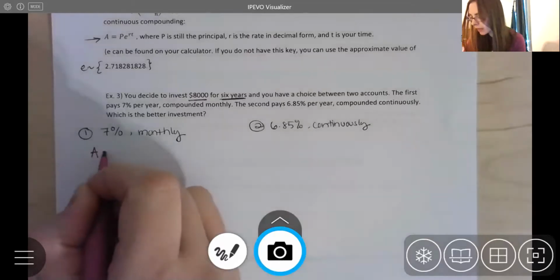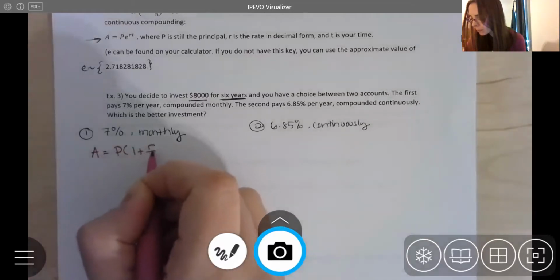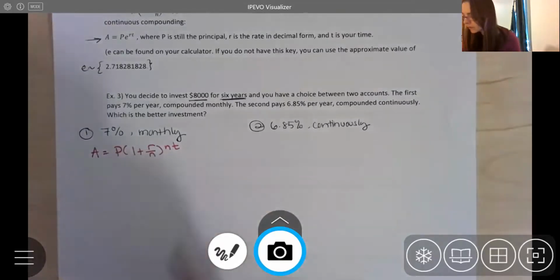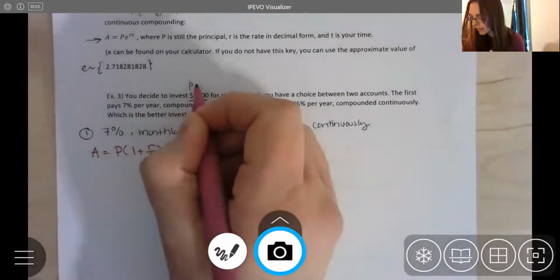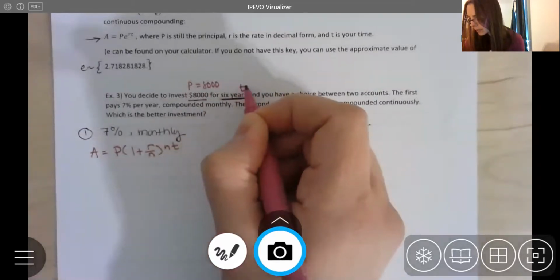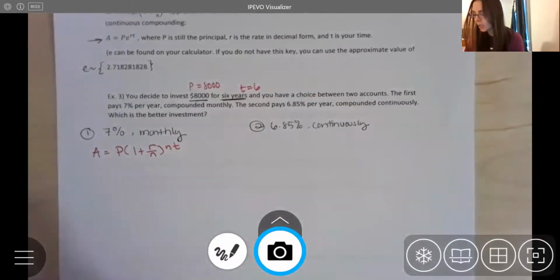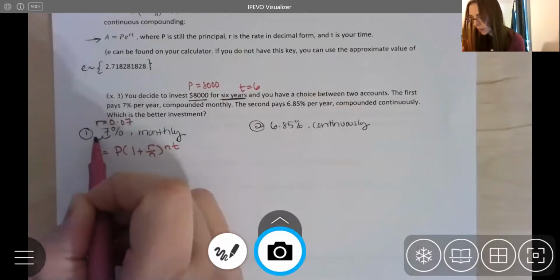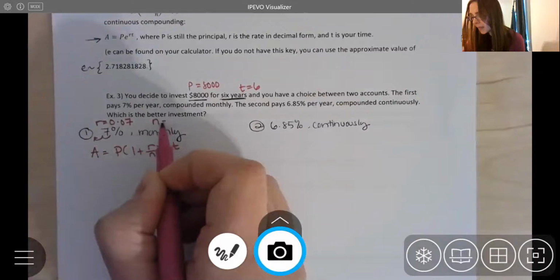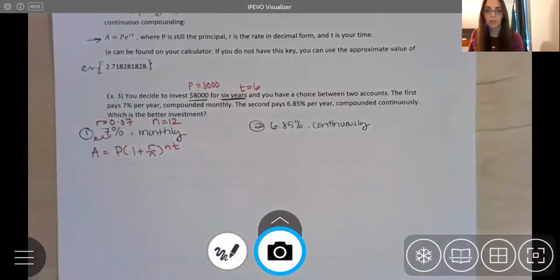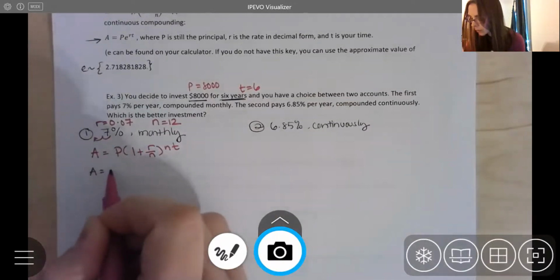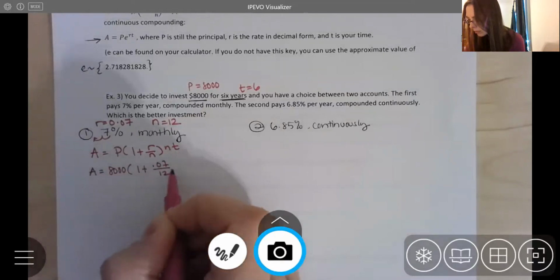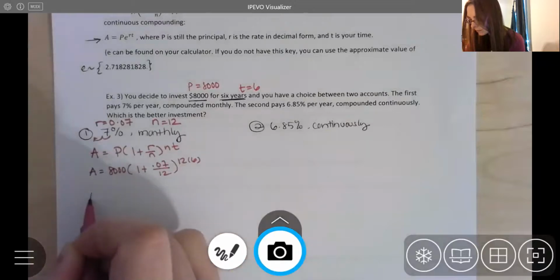So the first one is a regular calculation. All right, so let's see. Our P is going to be 8,000. Our T is 6 because it's for 6 years. For this one, our rate is going to be 0.07, right? Moving that decimal point over. And if we're compounding monthly, we're doing that 12 times a year, so our N is 12. So we have 8,000 times 1 plus 0.07 over 12, to the 12 times 6.